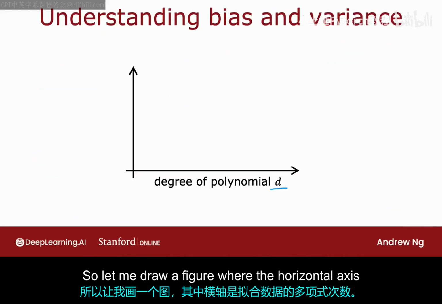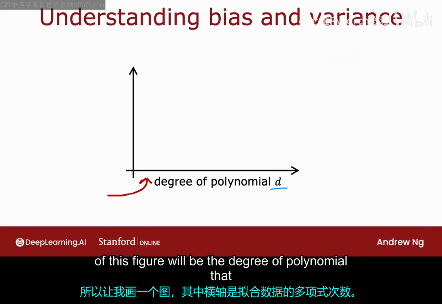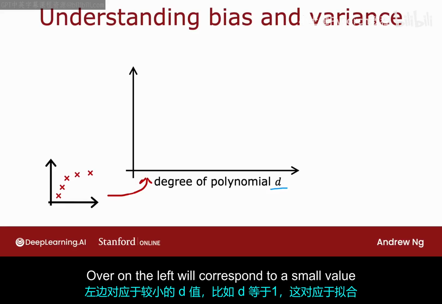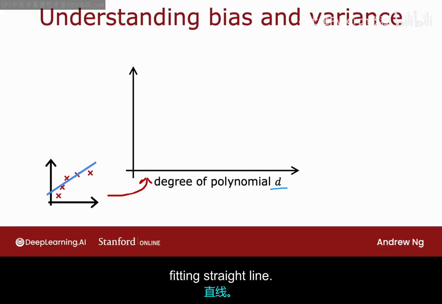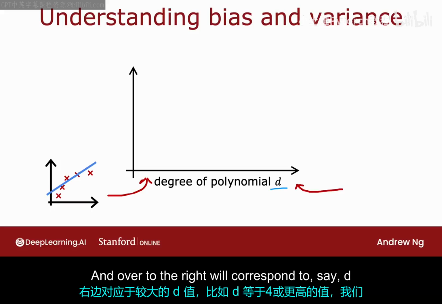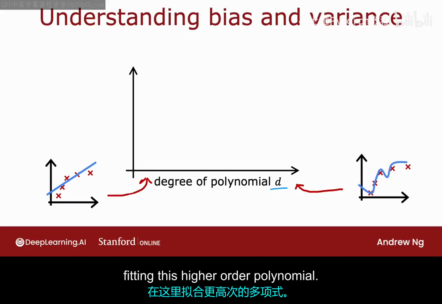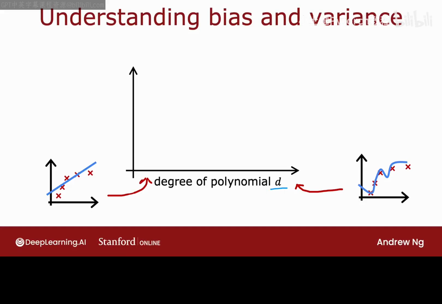So let me draw a figure where the horizontal axis of this figure will be the degree of polynomial that we're fitting to the data. Over on the left will correspond to a small value of d, like d equals 1, which corresponds to fitting a straight line. And over to the right will correspond to, say, d equals 4, or even higher values of d, where we're fitting this high-order polynomial.